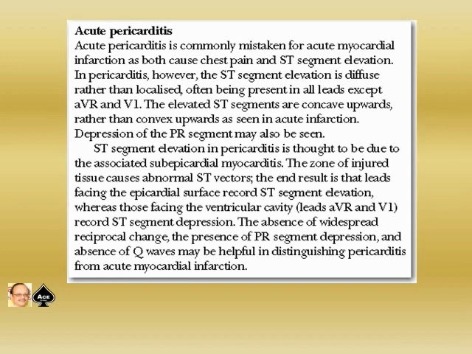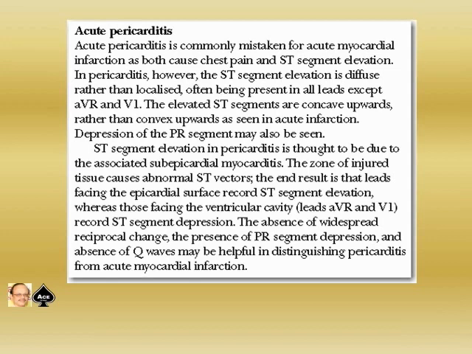Acute pericarditis is commonly mistaken for acute myocardial infarction, as both cause chest pain and ST segment elevation. In pericarditis, however, the ST segment elevation is diffuse rather than localized, often being present in all leads except AVR and V1. The elevated ST segments are concave upwards rather than convex upwards, as seen in acute infarction. Depression of the PR segment may also be seen.